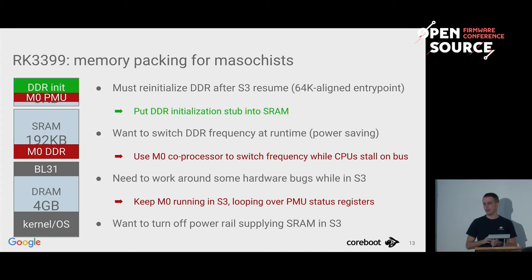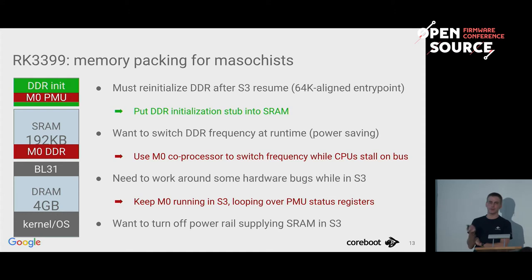But then we realized the DDR init has to start at 64K, but after that, it's really just normal code. So we can really sort of rip it apart and sandwich it carefully around the M0 code. With a lot of juggling bits and counting instructions, we managed to get this all in 8K.